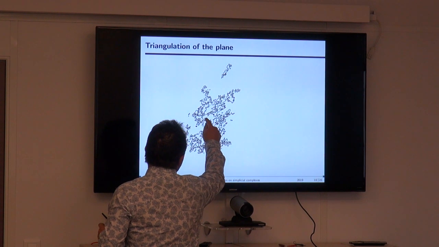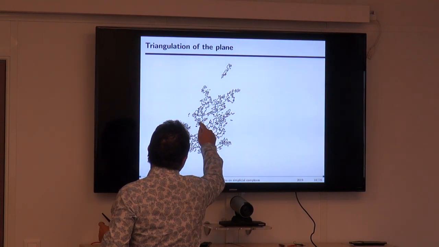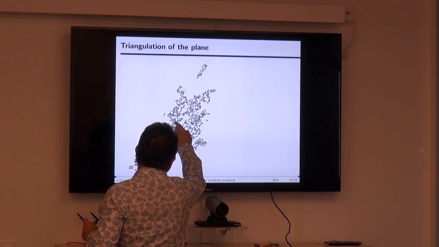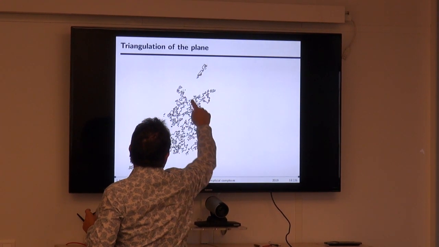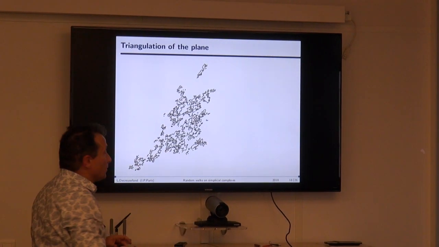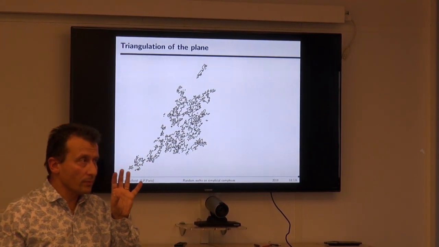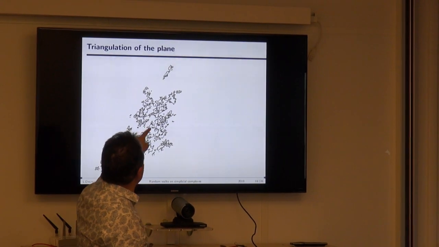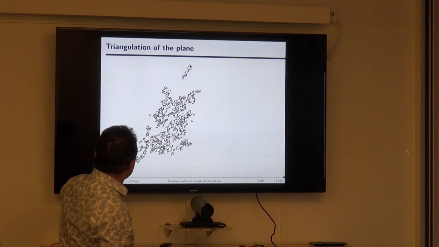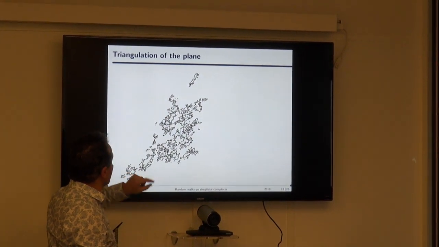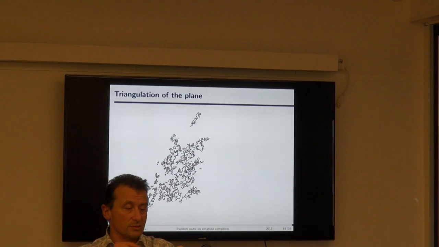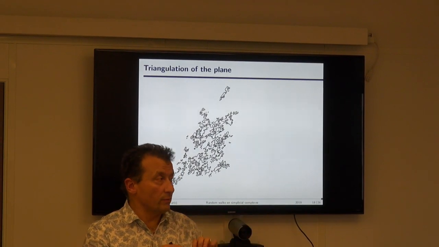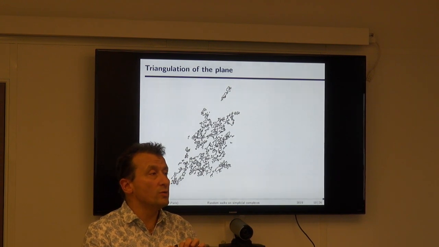You have an island here, and you see it goes from here. I don't exactly know where it stops. You have this one here, you have this one here, you have a lot of disconnected components. It's very strange. What you know is that if you take a little cycle here, which doesn't contain the initial triangle, you know it will die.